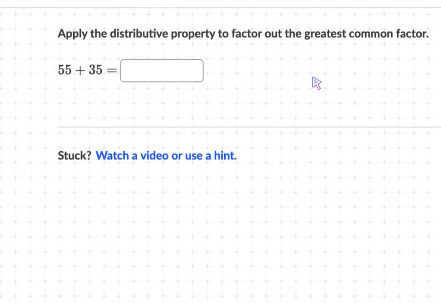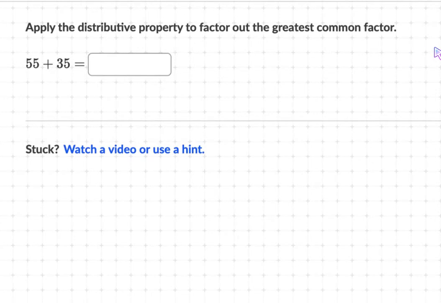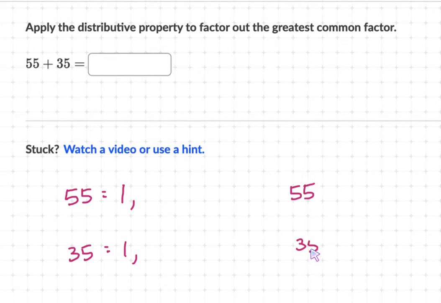Okay, so according to our steps, we first need to find the GCF, the greatest common factor, between 55 and 35. So I'm going to list them down here. I'm going to always start with 1 and the number itself. So I have 1 and 55 and 1 and 35. I'm going to link or connect those factors together. That's going to come in handy later because I'm going to need that factor partner. I'm going to work my way down.